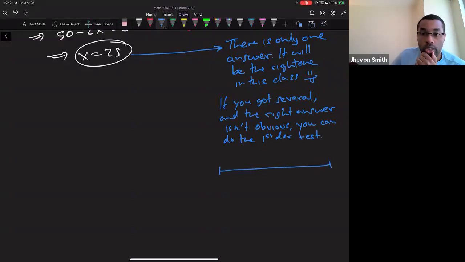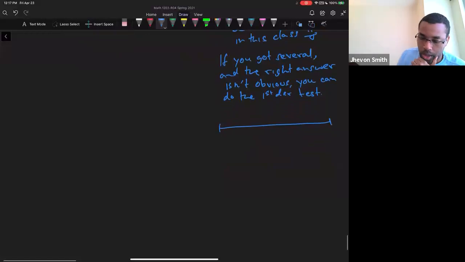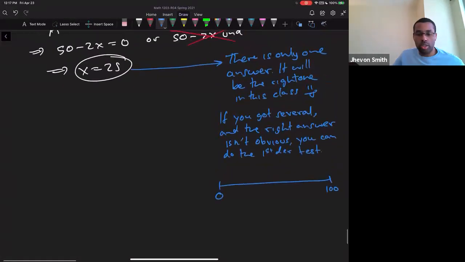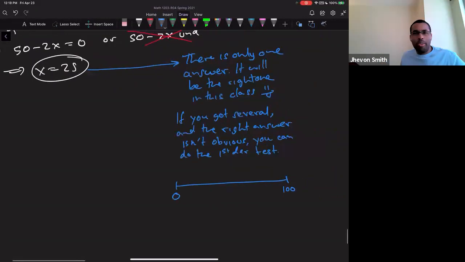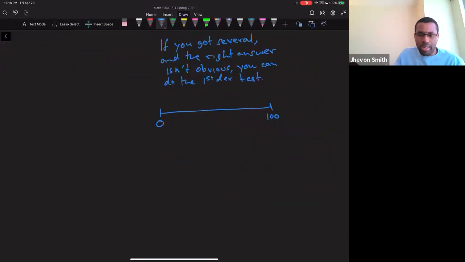Notice here, though, we do have limits. We can go anywhere from 0 to 100. So if we're worried about what x can be, it can be anything from 0 feet to 100 feet because we have 100 feet of fencing. However, notice that the endpoints don't make sense here, right? If you have 0 length, you didn't make a rectangle, right? So you'll notice here, the endpoints don't make sense.